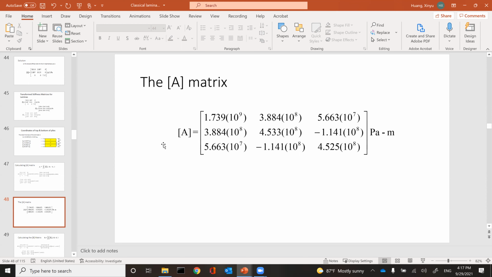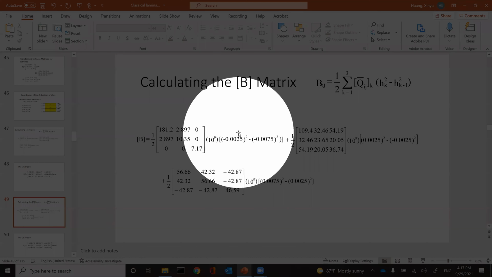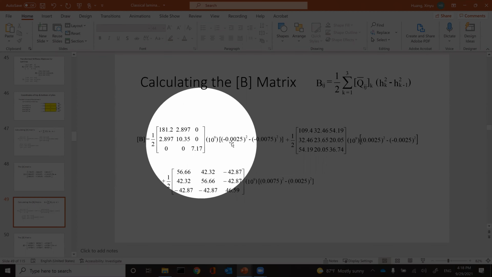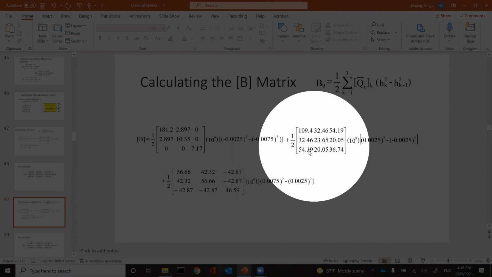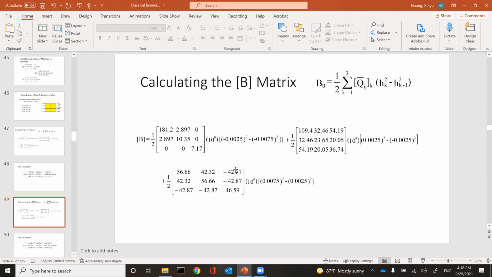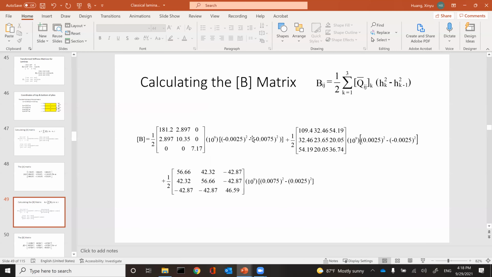Okay, that's the A matrix. Then when we do the B matrix, you multiply a different scaling factor: H squared minus H squared, and then there's a 1/2 here, in gigapascal. First layer, second layer, third layer. It turns out that for the B matrix, the outer layer has a bigger contribution because this factor is higher for outer layers.